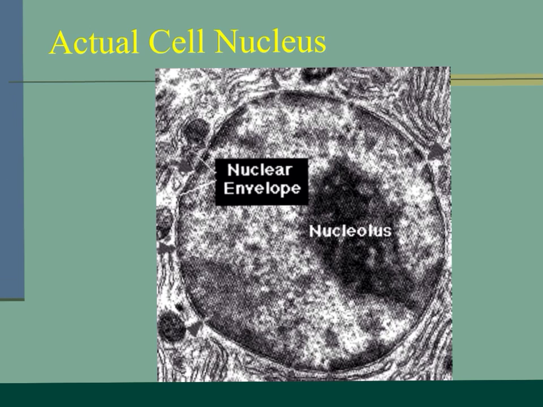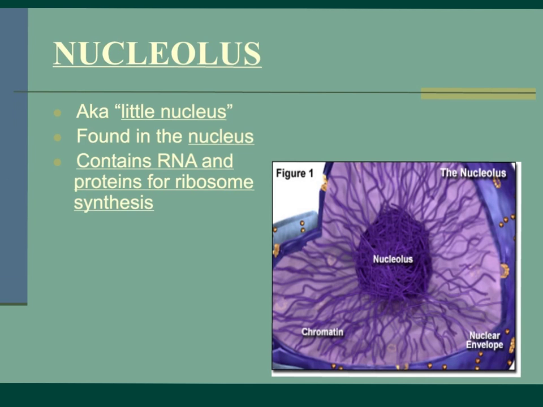Here we have a photograph of an actual nucleus. A few things that I want to point out to you is the outer edge of the nucleus is known as the nuclear envelope. We have the nucleoplasm inside of the nucleus, and then we have this structure right here known as the nucleolus found within the cell. Cells can have one or more nucleolus present, and the nucleolus will help with ribosome assembly. Nucleolus means little nucleus. It is found within the nucleus of the cell. It contains the RNA and proteins for ribosomal synthesis.